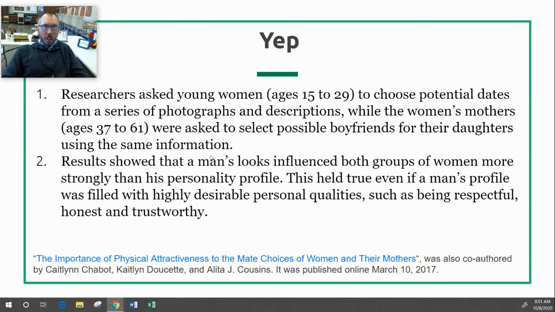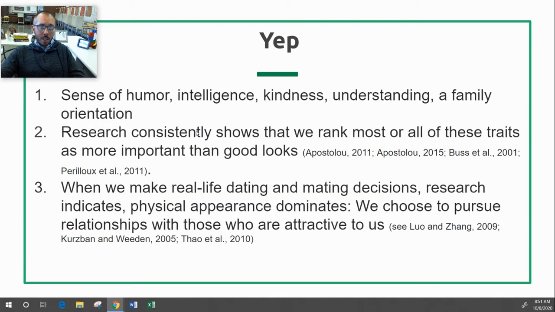So we've got a study done in 2017. Researchers asked young women to choose potential dates from a series of photographs and descriptions, and they also asked their mom to choose potential dates for their daughter. Research showed that a man's looks influenced both groups, mom and daughter, more strongly than any personality profile that he had. Even if the profile was filled with really highly desirable personal qualities, such as being respectful, honest, trustworthy. Nope, it was how cute he was. And that was done in 2017.